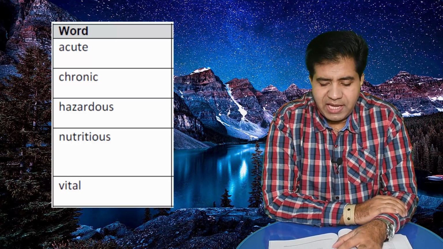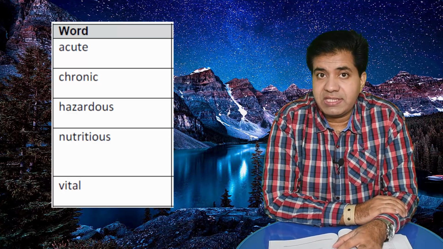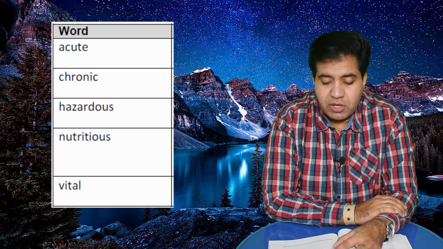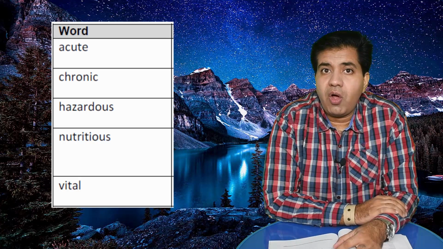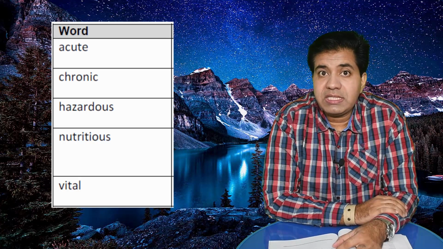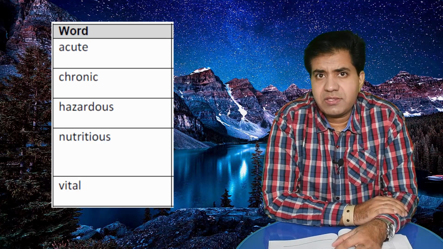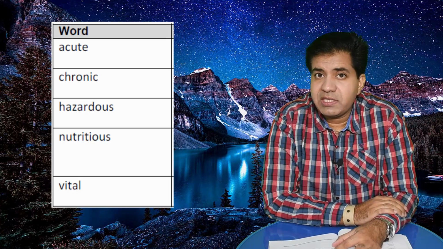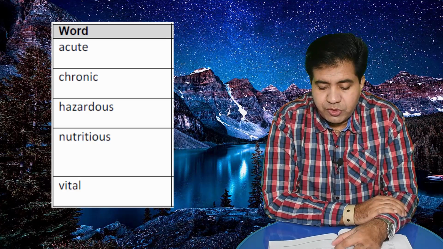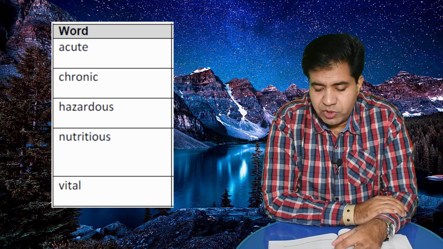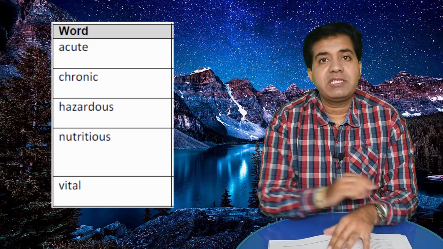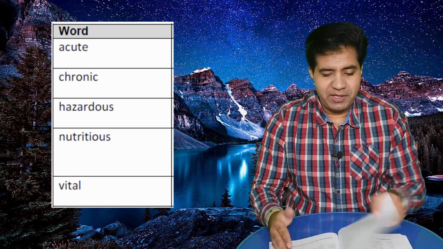And there are some adjectives. The word is acute. Acute means very serious, like we say acute illness, very serious illness. Chronic. Chronic is long lasting. Chronic diseases, like cancer is a chronic disease. Hazardous. Hazardous means very dangerous. Nutritious. Nutritious is used to describe food that is healthy. Vital. Vital means very important.